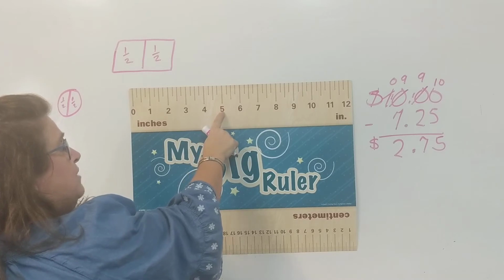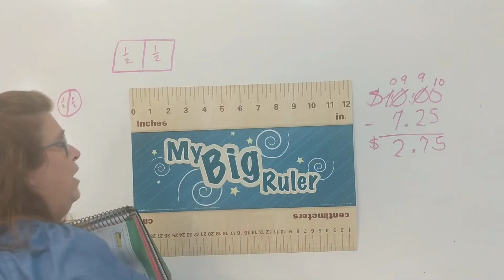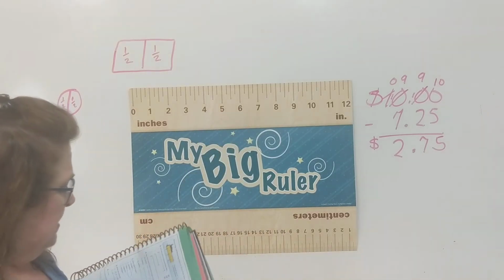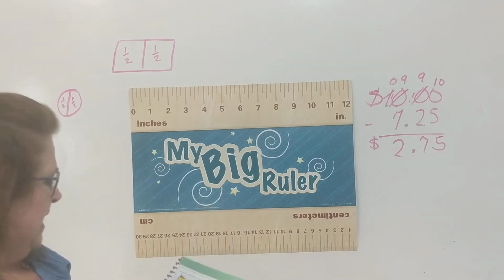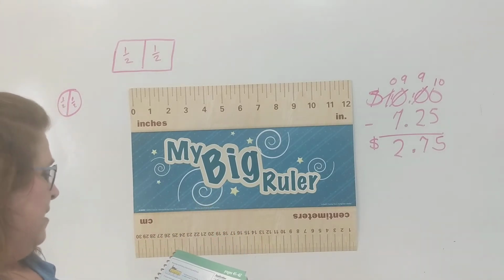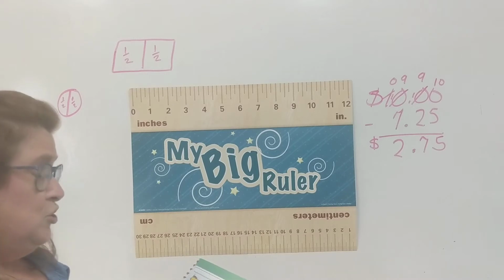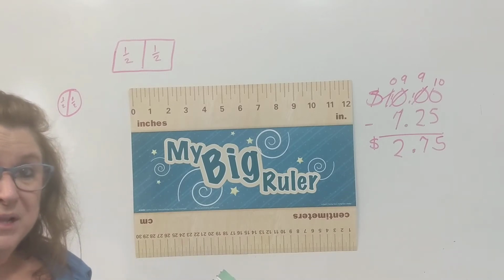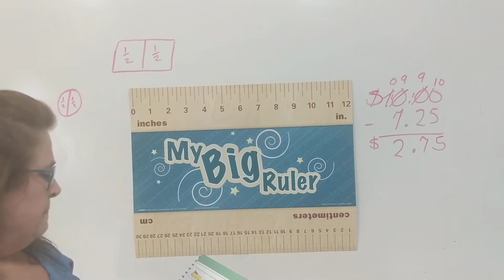we say our number before it and then say half: 5 and a half, 6 and a half, 7 and a half, okay? So now you're gonna need to get your rulers. Pause the video while you grab your ruler.